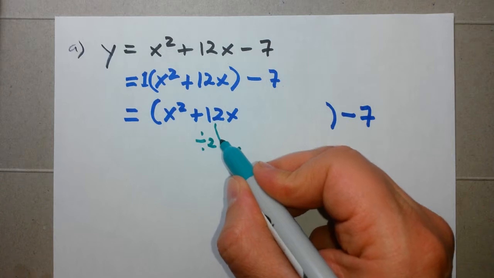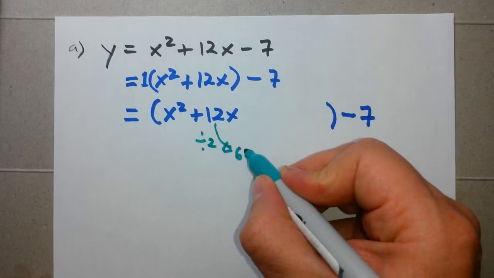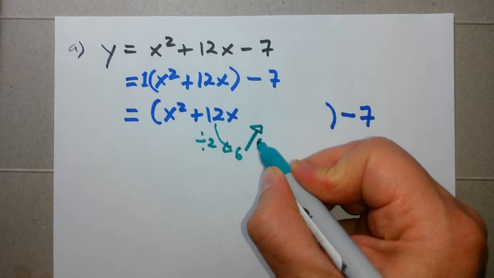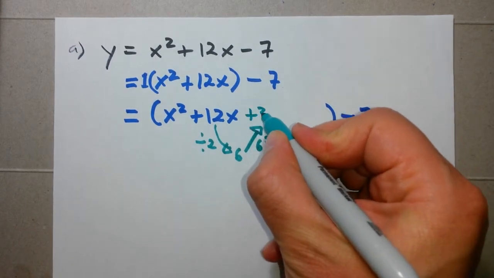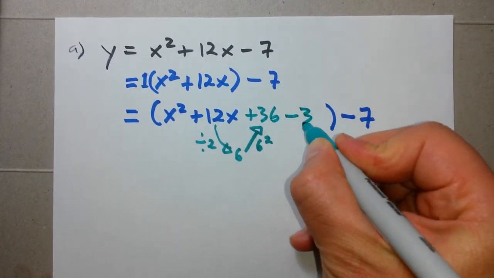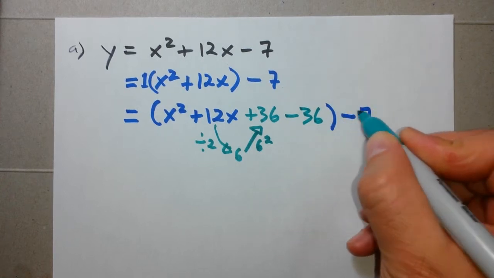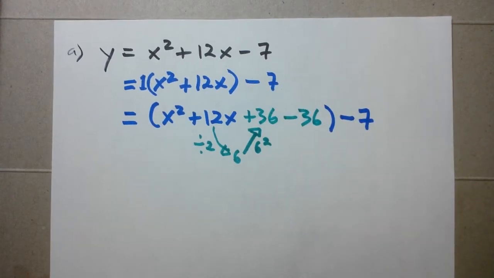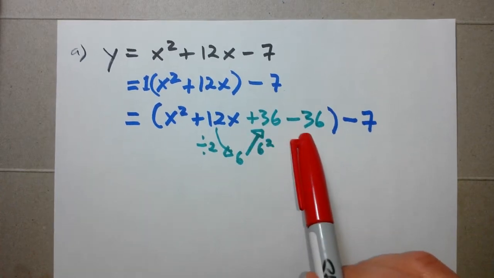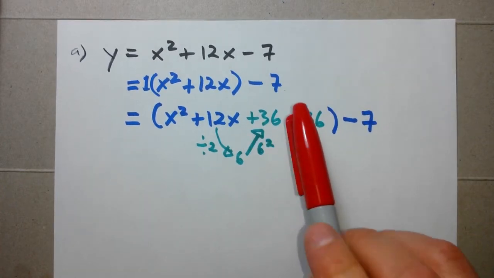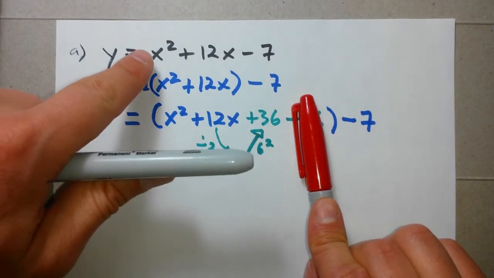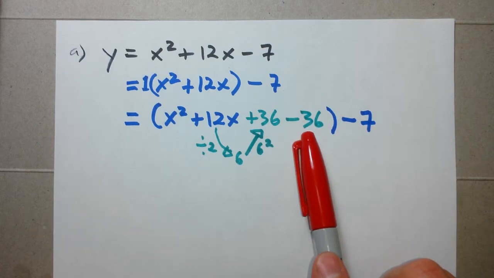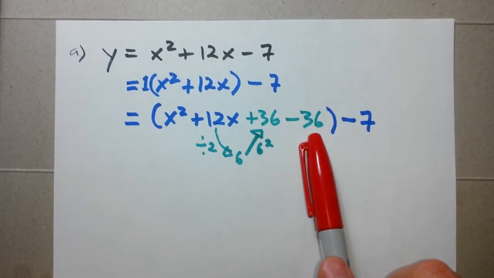So we divide by 2 and then we square that result. What is 6 squared going to be equal to? It's going to be equal to 36. So we write here plus 36 minus 36, close brackets, negative 7. Now why do we write plus 36 and negative 36? Because if we just leave the plus 36 there, it would not be equal to the original equation. So we need to leave this minus 36 here.